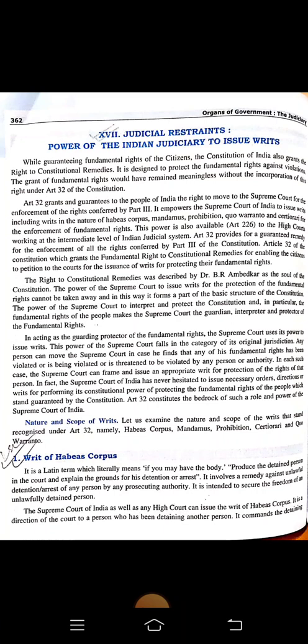The writ of habeas corpus is a Latin term which literally means "you may have the body." It requires producing the detained person in the court and explaining the grounds of his detention or arrest. It involves a remedy against unlawful arrest of any person by any prosecuting authority. It is intended to secure the freedom of a person from unlawful detention.